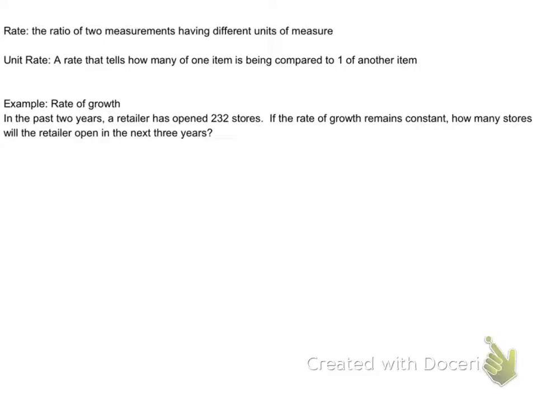The unit rate, guys, is a rate that tells how many of one item is being compared to one of another item. That's a little confusing. That's the way the book states it. So instead of me saying something along the lines of 5 pens for $10, that's a rate. So we could write that as 5 pens over $10, right? Does everybody understand that would be a rate?